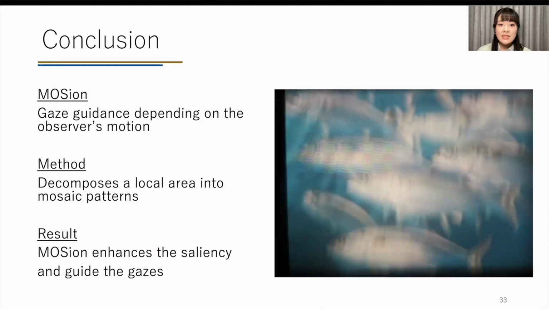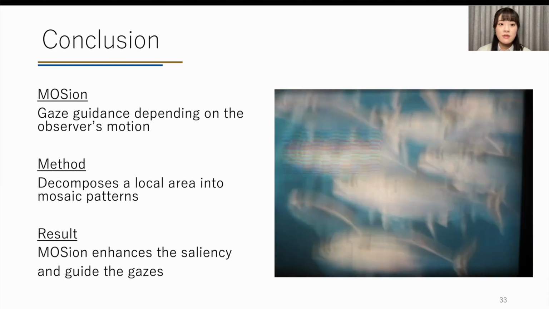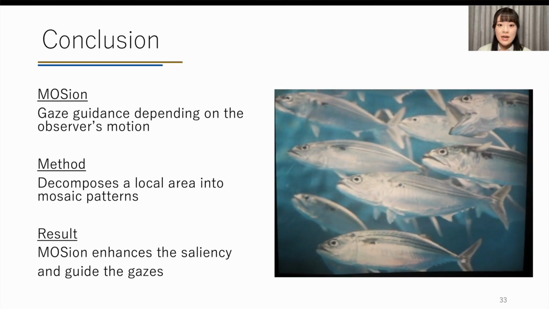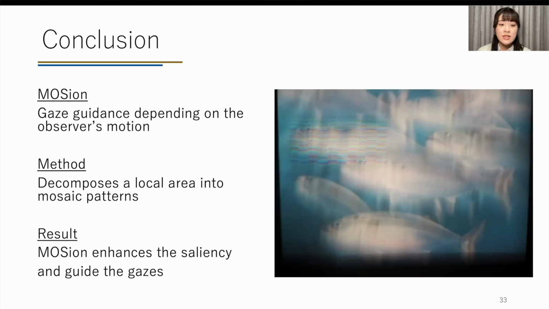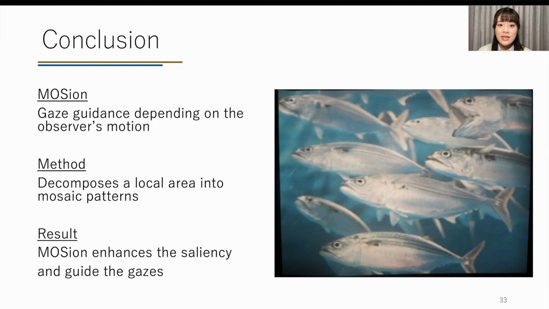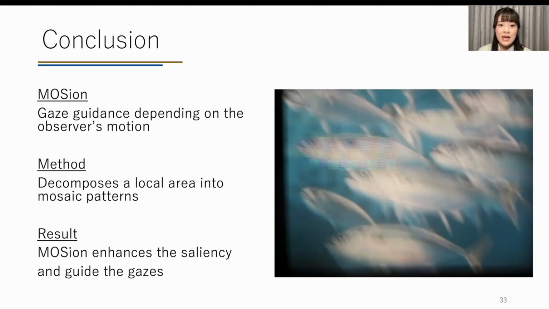We propose a gaze guiding method called MOSion that adjusts the strength depending on the observer's motion. Our method decomposes the target area into mosaic patterns to embed visual cues in the perceived images. MOSion enhances the saliency in the area in moving conditions and gives the adaptive gaze guiding effect.